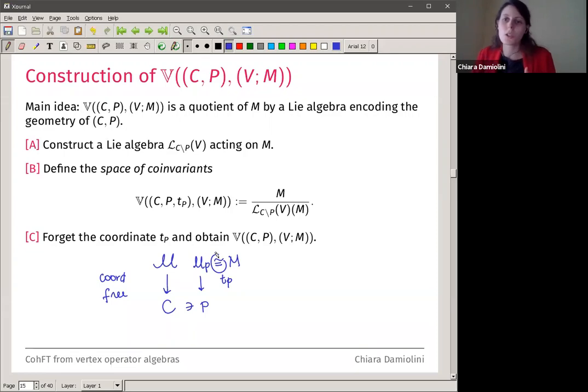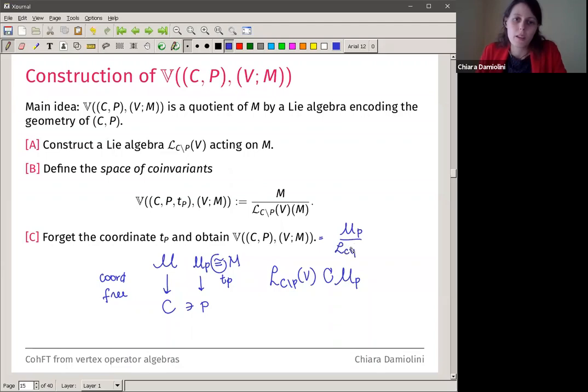And depending on which coordinate, you have other identifications, but the Lie algebra L_C(P) will act on M_P without a choice of coordinates. So there is a way to construct it. And so, for example, we can define it in this way, in a coordinate-free manner. I don't want to spend too much time on this. There are some technicalities involved, but it is possible.